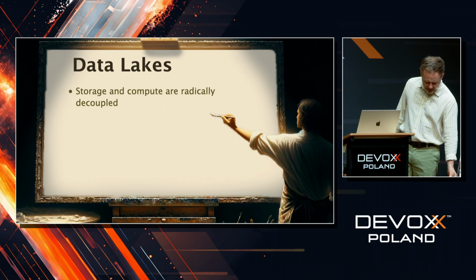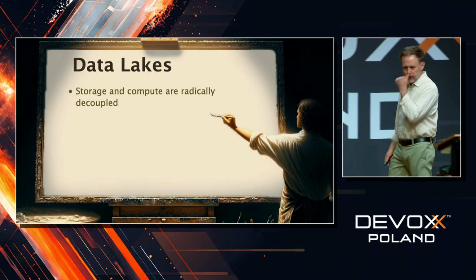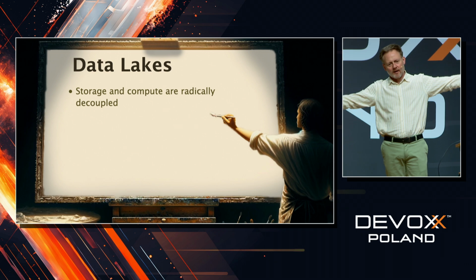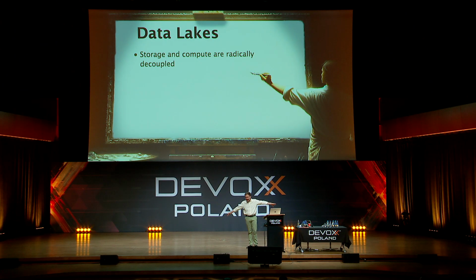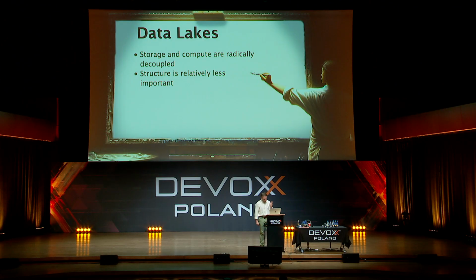Some other characteristics of data lakes: you've got this radical decoupling of storage and compute. You've got storage kind of everywhere in this blob store, all kinds of different formats maybe, and then you've got other systems that go read that blob store and do compute. So you get lots of flexibility, cost optimization, high latency. That's a thing. Structure is relatively less important, but that situation is evolving. Structure is emerging as a more important thing even in data lakes.